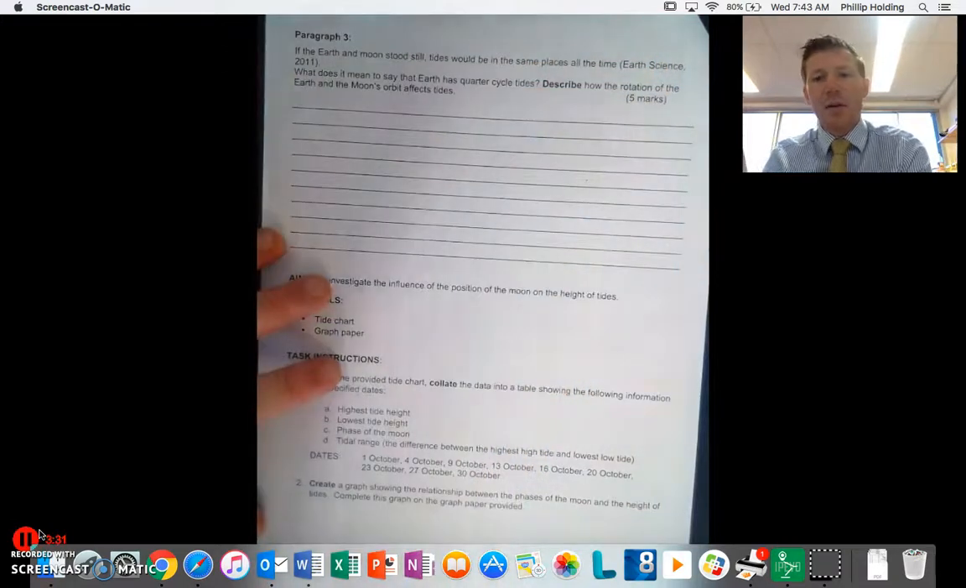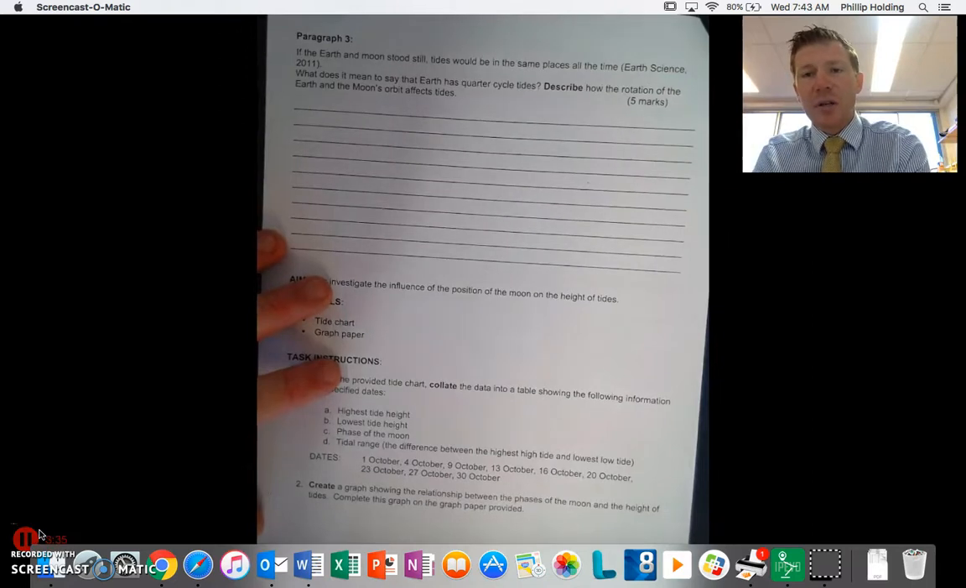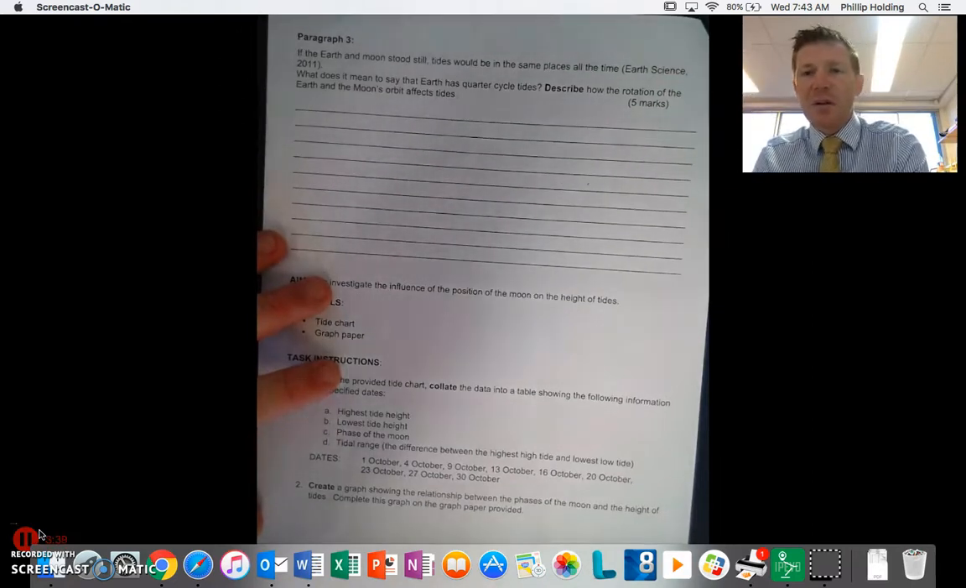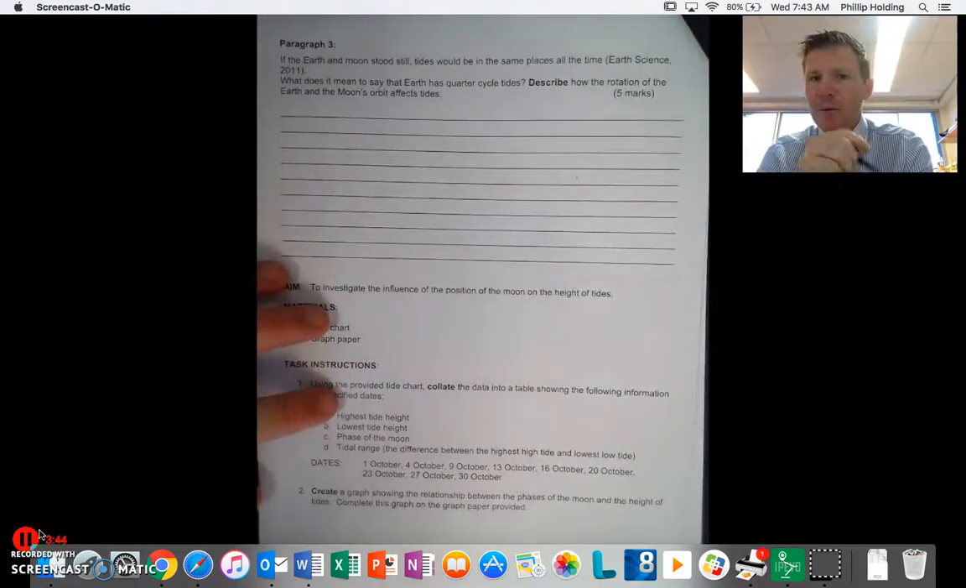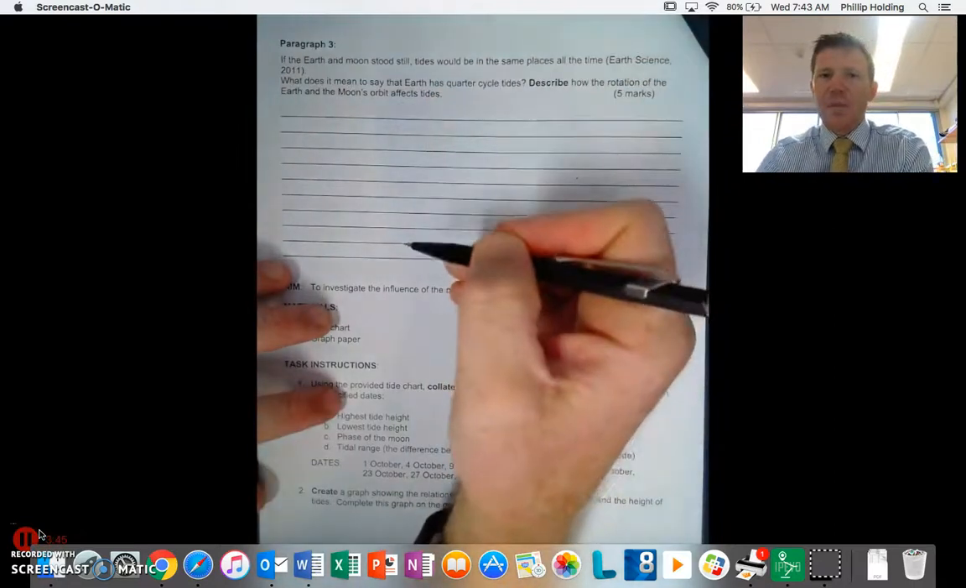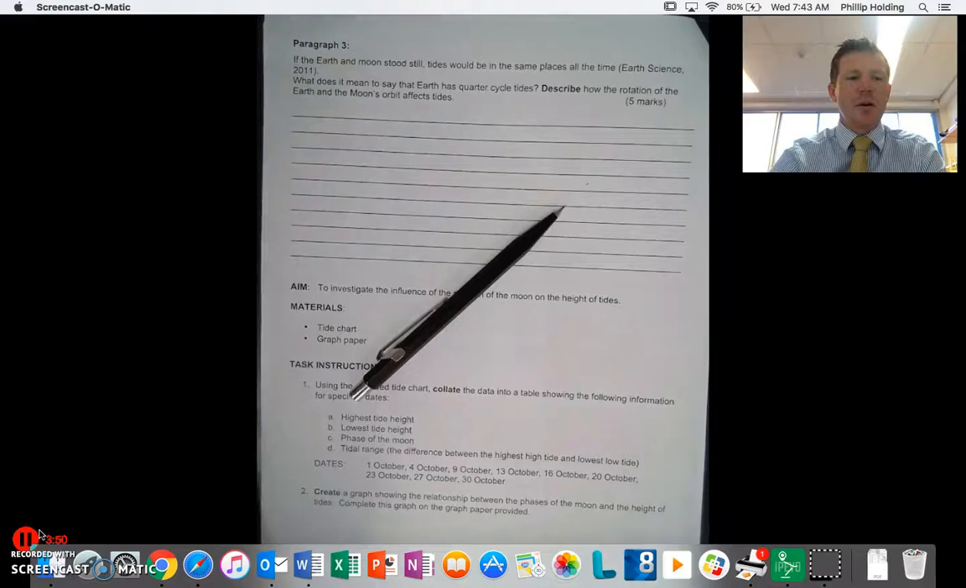All right, so how fast does it rotate? The Earth rotates once every day, and we end up having, on average, 4 tides per day. Okay, why is that? So you need to explain that. All right. Again, write it out, and then once you're happy with it, transfer it back into your good copy. Okay. Hope you found this helpful.